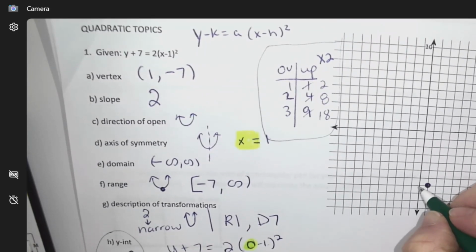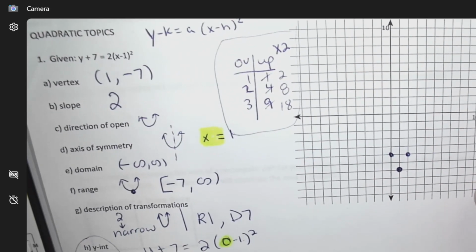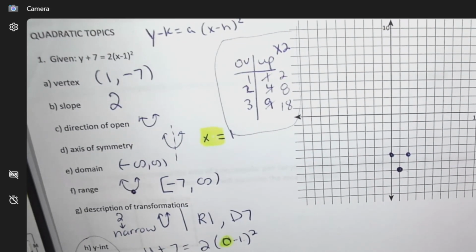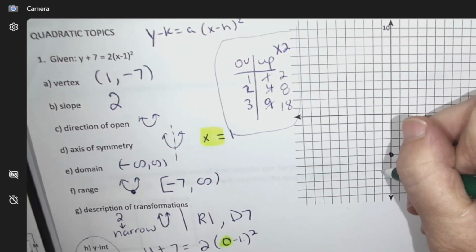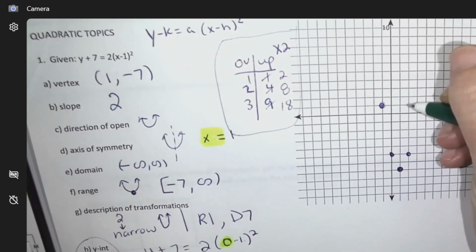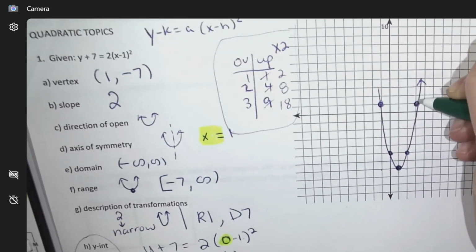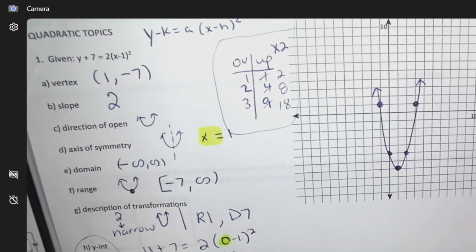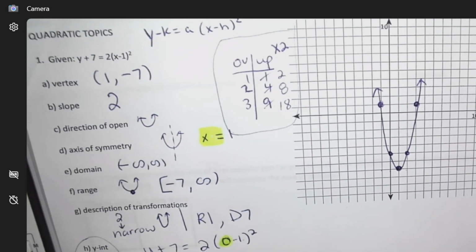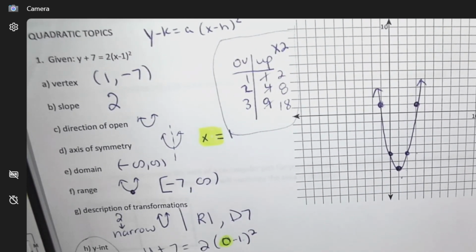Okay, so that's your finish. You're going to go over 1, up 2. You're going to head over 2, up 8. So on your exam, I ask you, you have to graph 5 points. So there you go. That's 5 points, right? Okay, that's what I'm going to ask of you.